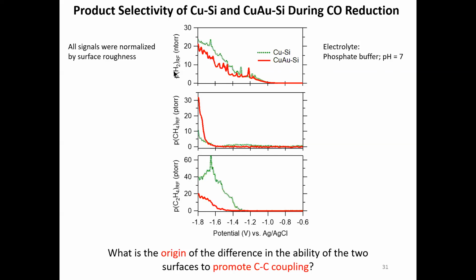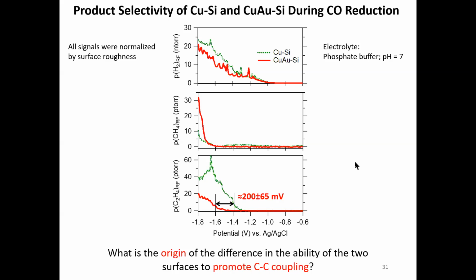So let's first focus on the evolution of hydrogen. You can see both electrodes exhibit similar onset potentials for the formation of hydrogen. The same can be said about the onset potential of methane. In stark contrast to that, we can see that the ethylene onset potential on the copper gold silicon film is shifted by about 200 millivolts in the cathodic direction relative to the onset potential for this product on the copper silicon film. So the key question we want to ask now is, why is copper silicon so much more efficient in catalyzing C-C bond formation in comparison to the copper gold silicon electrode?